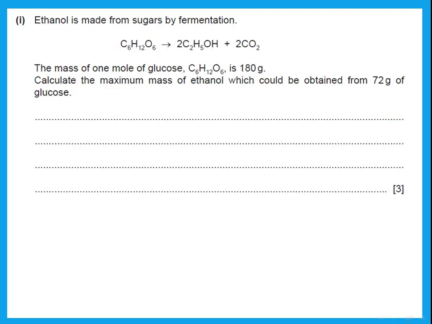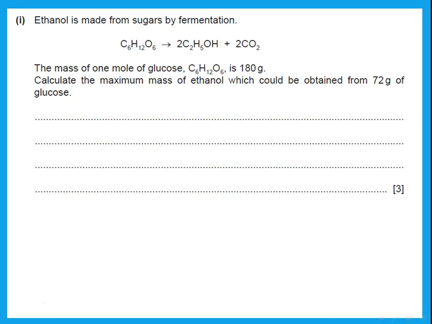Ethanol is made from sugars by fermentation. The mass of 1 mole of glucose is this. So he gives me the MR of glucose, so I don't need to sit down and calculate it. It would be a waste of time. Calculate the maximum mass of ethanol which could be obtained from 72 grams of glucose. Ignore the word maximum. For some reason, it confuses students. All he's asking is calculate the mass of ethanol that will be obtained from 72 grams of glucose.